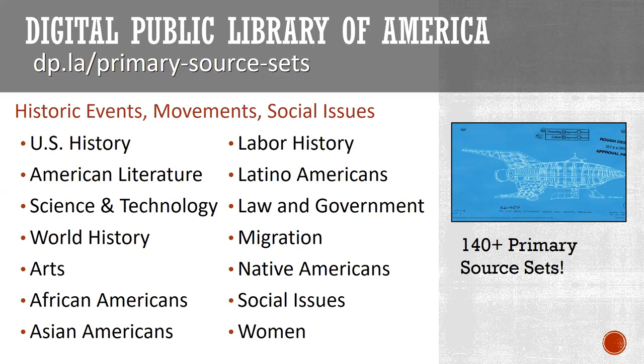And before we leave this slide, I do really want to emphasize that the DPLA Primary Source Set resource page is a wonderful resource for everyone, especially for teachers. They currently have over 140 primary source sets on a whole array of topics that extend beyond the scope of the Minnesota Digital Library. We're focused in above and about and in Minnesota, whereas DPLA is all about the American experience.